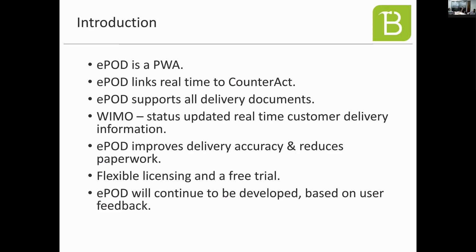We mentioned WeMo, which is one of the really big benefits of the system. Updating status real time for your customers, so hopefully we'll cut down the inevitable calls you get from customers saying, when am I due to get my delivery? The system is also a cut above just going out with paperwork. It will obviously reduce the amount of paperwork you have. It also improves the accuracy of your deliveries. The system uses Google Maps and What3Words as well, and we'll talk about that.